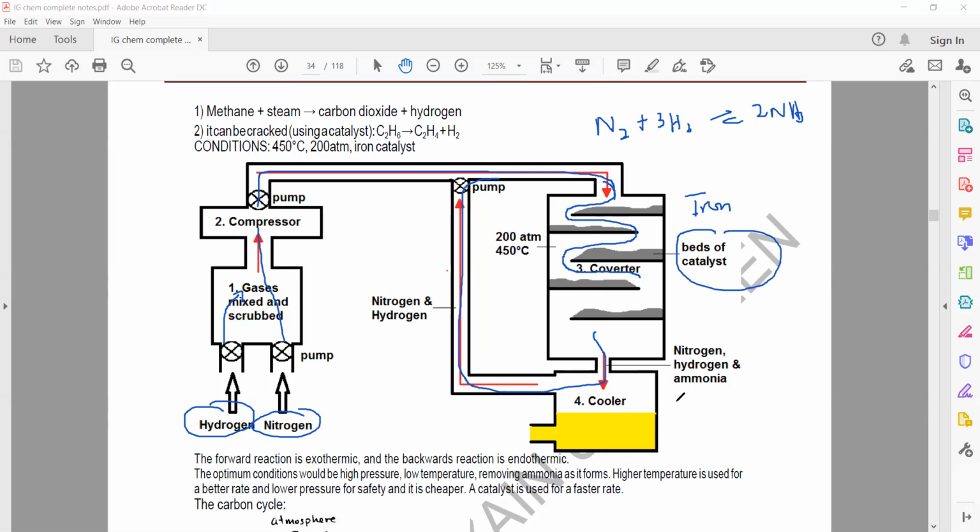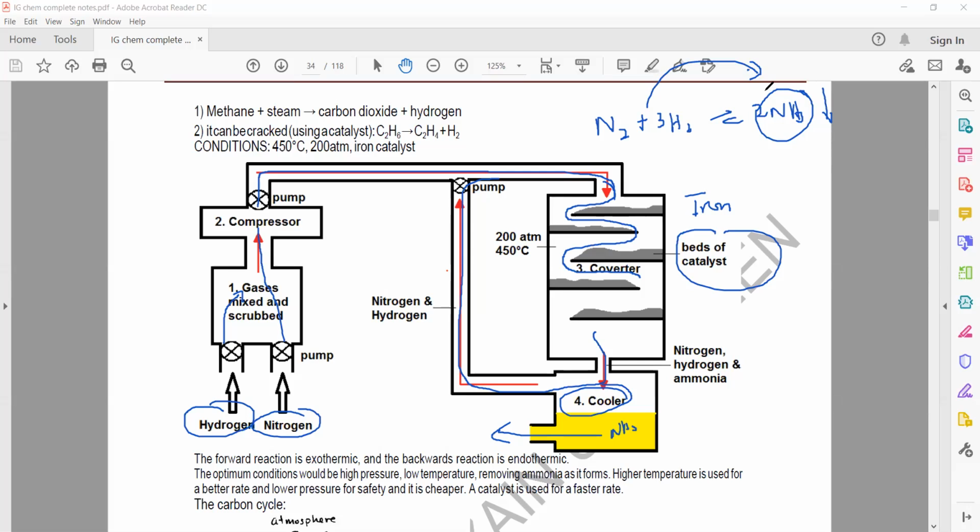The ones which remain unreacted, we recycle them and add them again. And how do we obtain ammonia? We cool down, and when we cool down, ammonia liquefies. We collect this ammonia out from the chamber. When we continuously remove the ammonia, the equilibrium shifts towards the right and the forward reaction is favored. So we will get a greater amount of ammonia. Is it clear? The manufacture of ammonia by Haber's process.